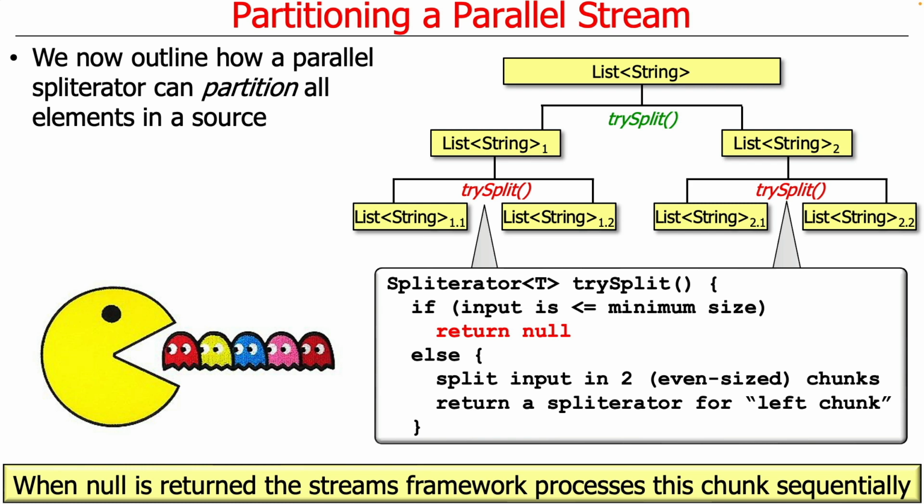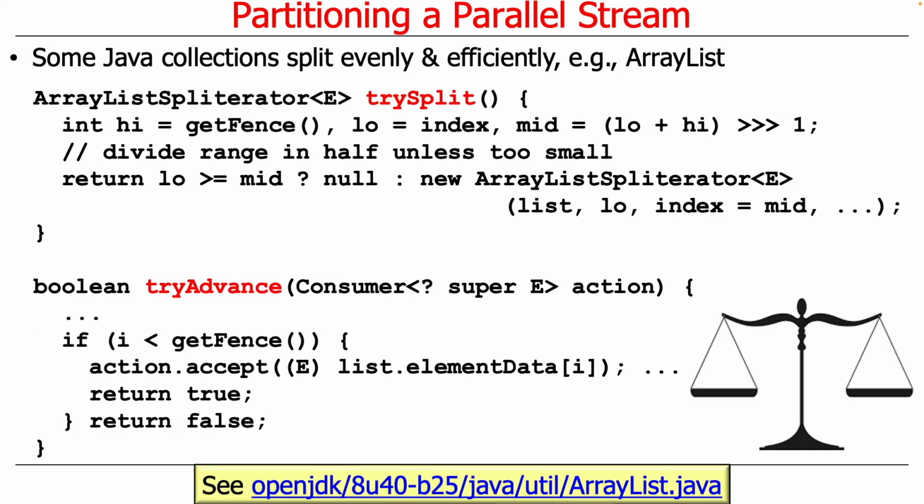So we'll look at that code when we get to that. Let's take a look at a couple of examples. This is the example from ArrayList. You can get the ArrayList code here in an open source manner on the web. And here's the try-advance and the try-split methods.